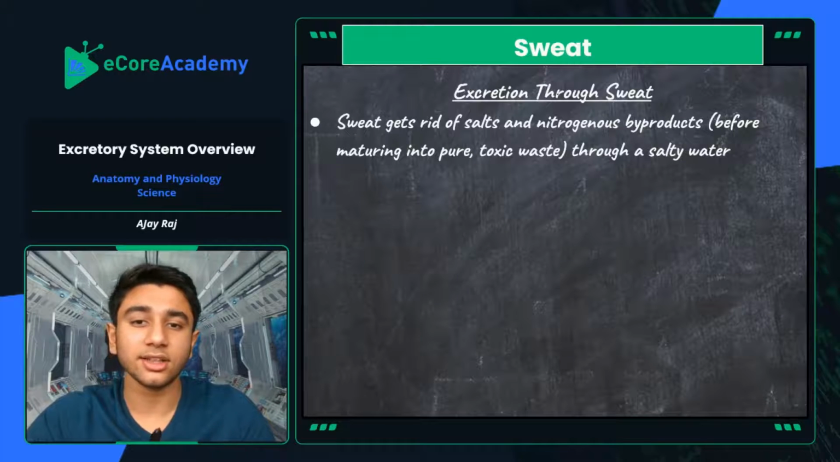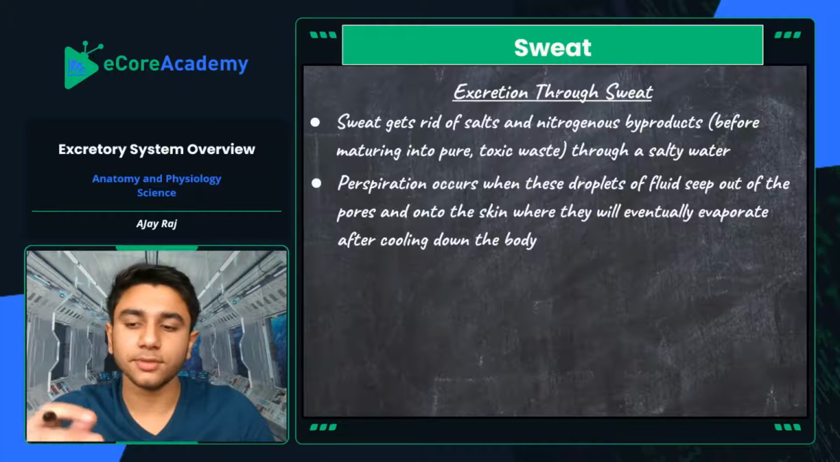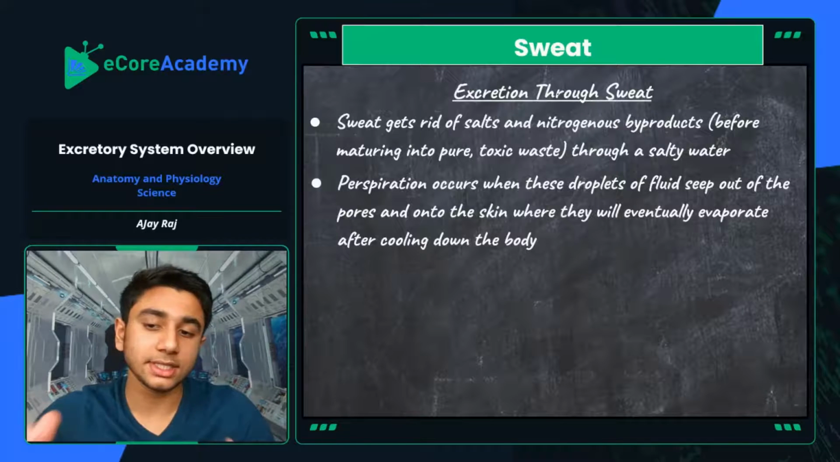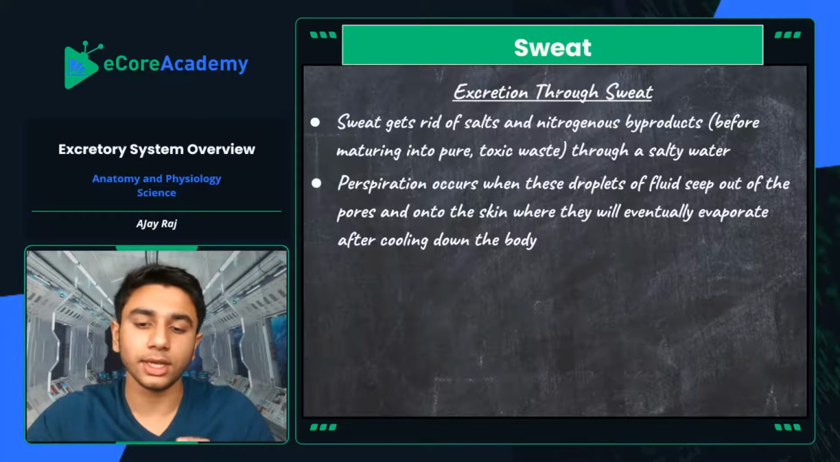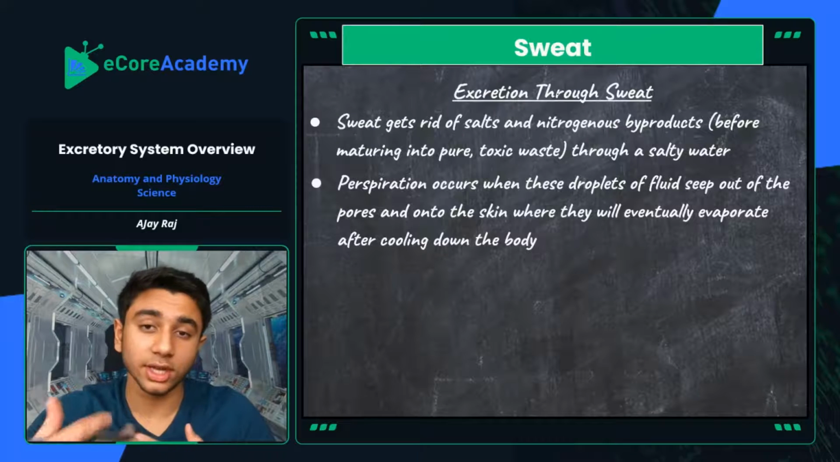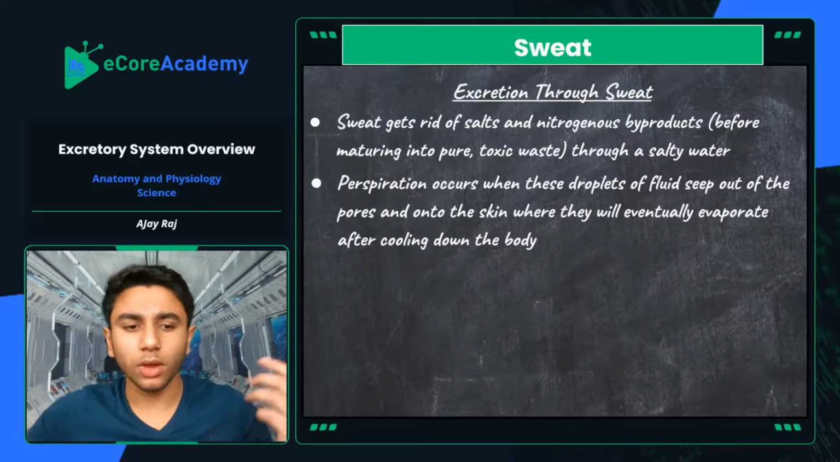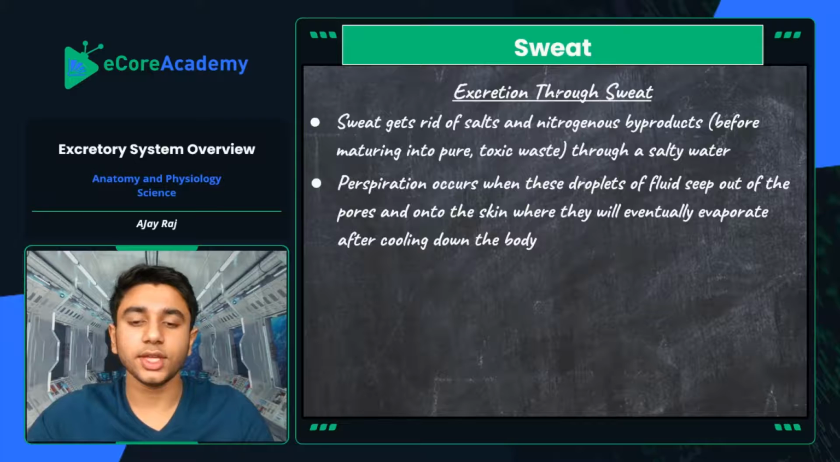That's because it has a lot of water concentration, a lot of salt concentration, more nutrient packed and less pure toxic waste. And it's oftentimes excreted through salty water. Cool. Perspiration occurs when these droplets of fluid seep out of the pores and onto the skin, where they will eventually evaporate after cooling down the body. So, like I was saying, the skin actually waits until the sweat is evaporated from the body, or drips off, or is washed off, so that it doesn't re-enter the body. That's very important as well.